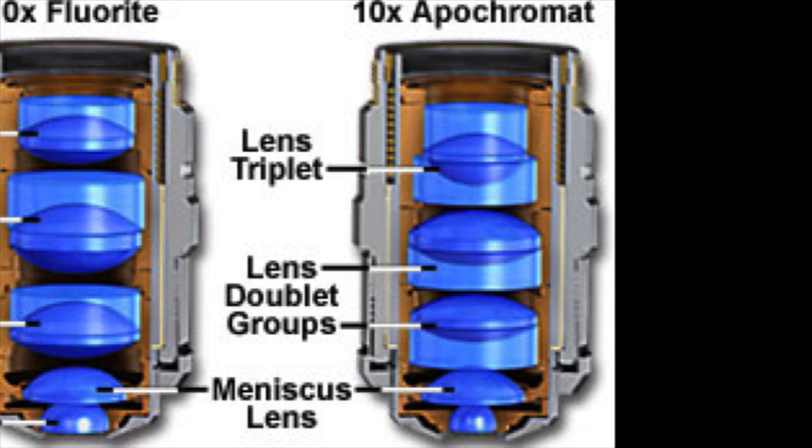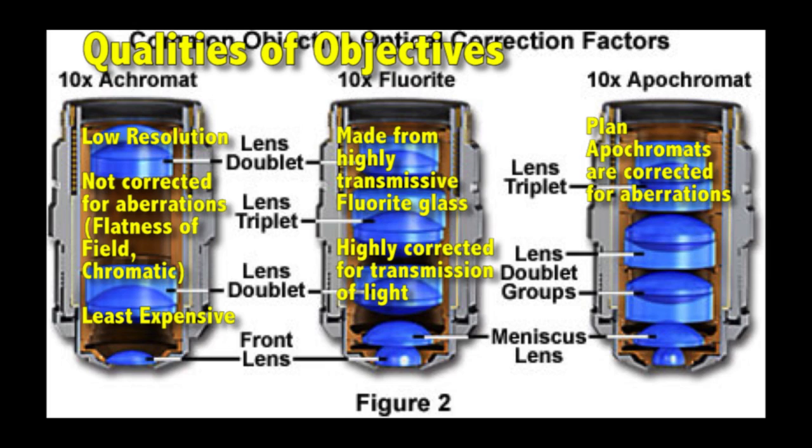So manufacturers have developed objectives called plan apochromats. It's a plan objective, which means it's flat from edge to edge, and it is an apochromat, and so it's corrected for chromatic aberration. So all your colors are magnified to the exact same plane, so you get sharp, crisp, flat images, which are beautiful for fluorescence microscopy. And so here you see an apochromat objective, but we're using plan apochromats, which are corrected not only for chromatic aberration, but for flatness of field as well.